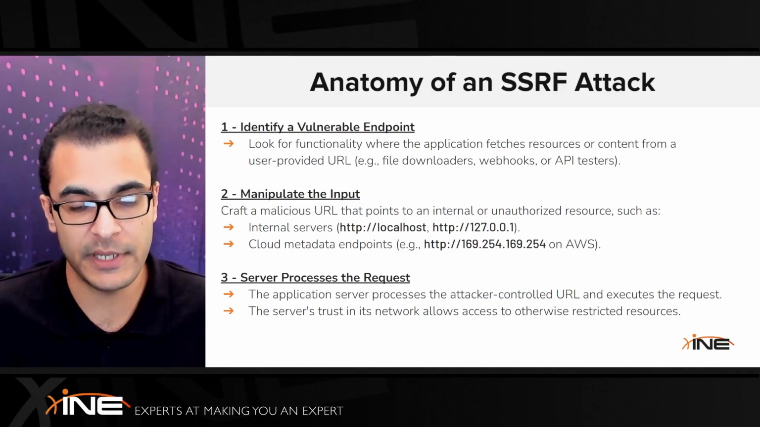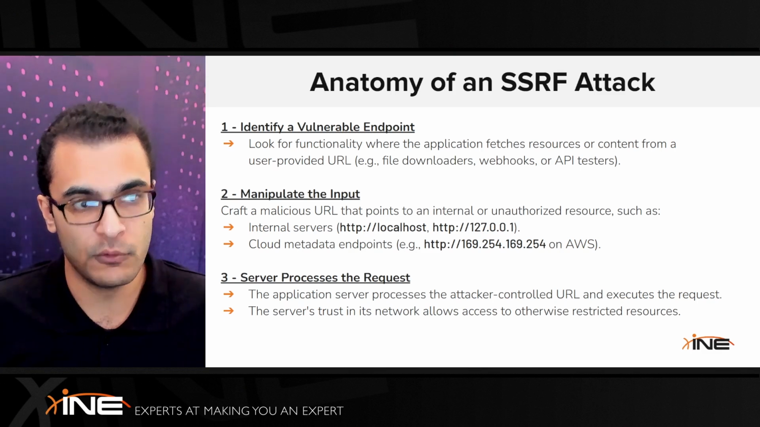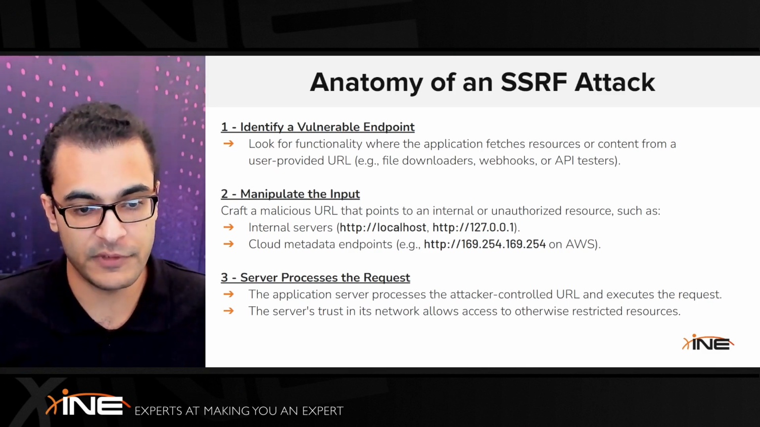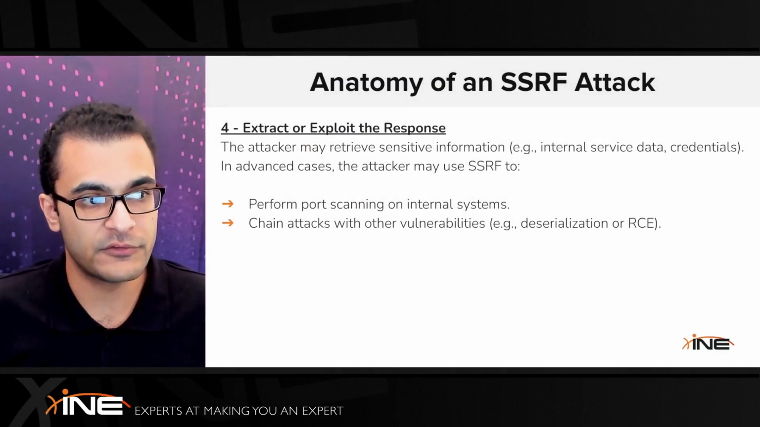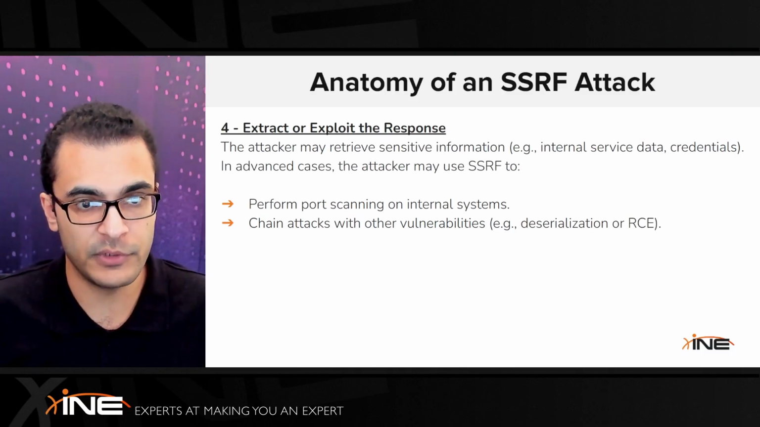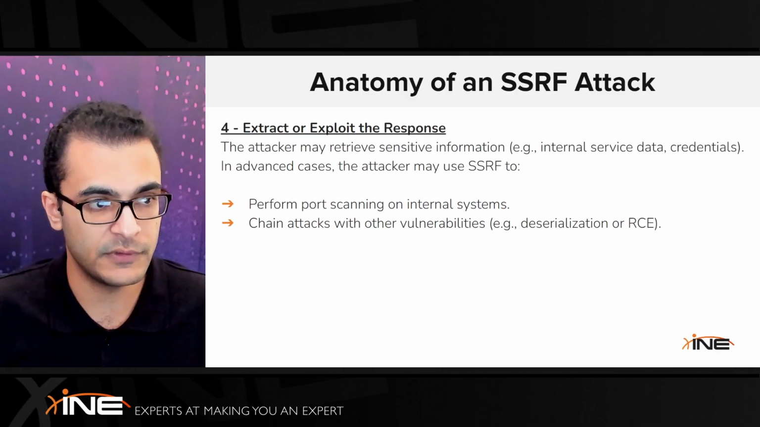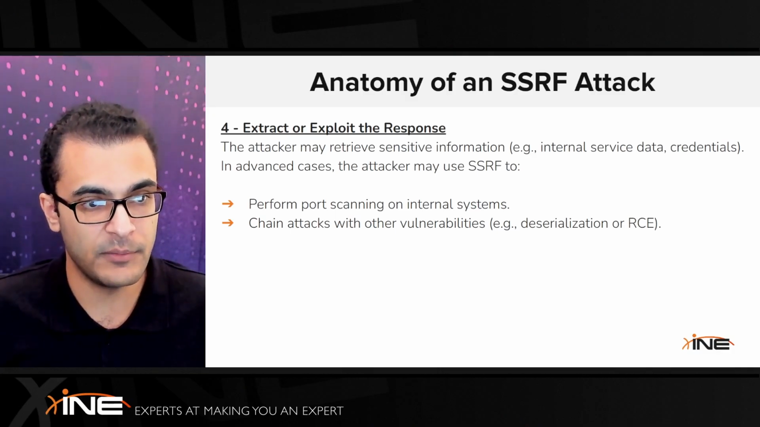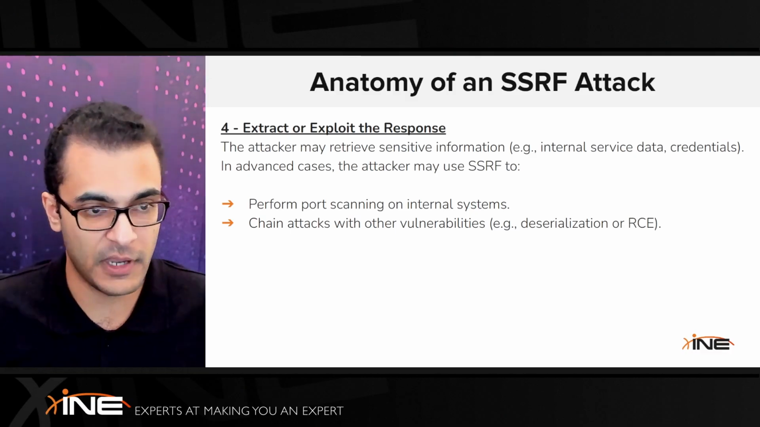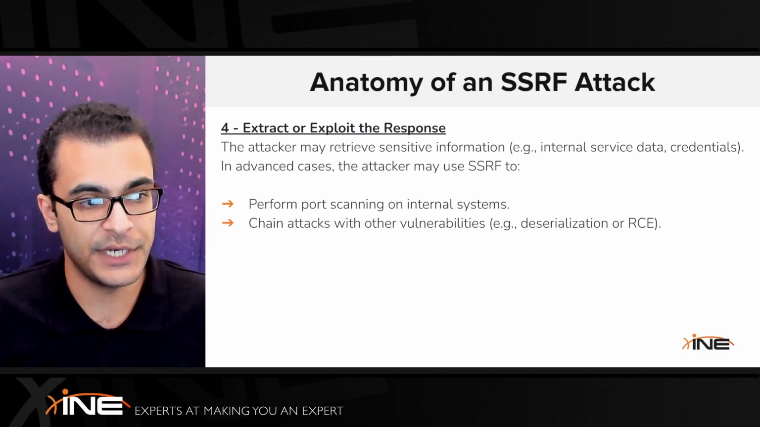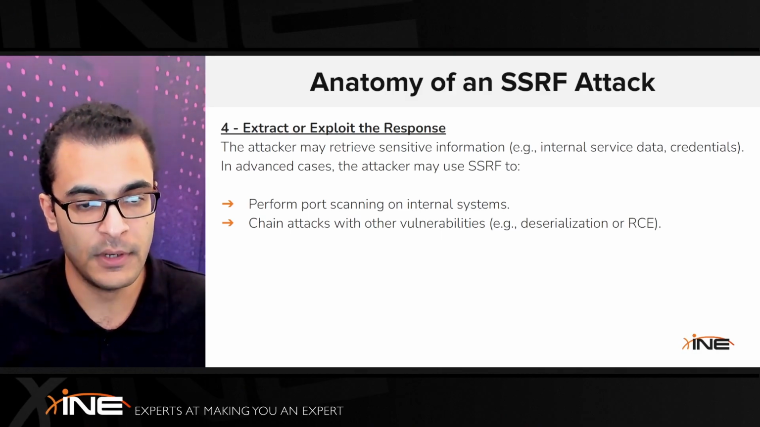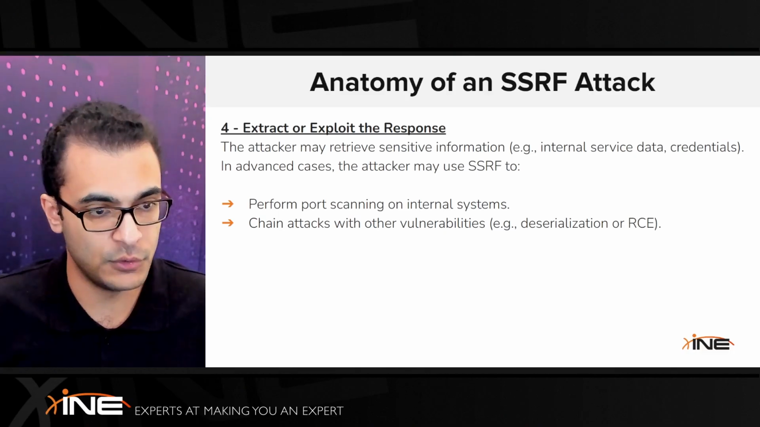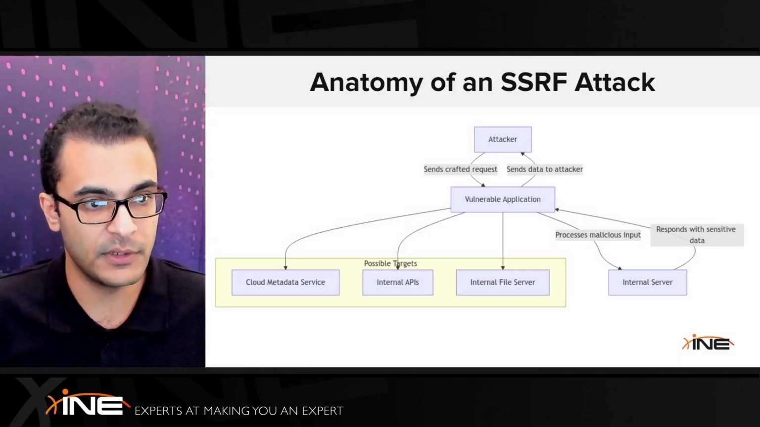So hopefully what I explained in the previous video, and also what we talked about here when we talked about server trust, is starting to make sense. And then step 4, extract or exploit the response. So the attacker may retrieve sensitive information, for example, internal service data and credentials. And in advanced cases, the attacker may use SSRF to perform port scanning on internal systems, or chain attacks with other vulnerabilities, so for example, deserialization or remote code execution. So fairly simple in terms of the anatomy.